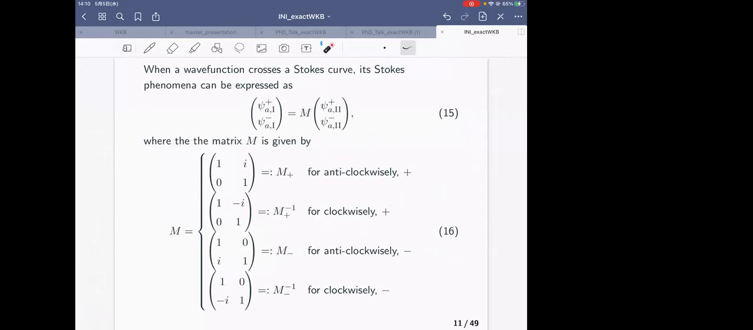So in general, for such an ARA type Stokes curve, more precisely a locally ARA type Stokes curve, the modeling matrix can be written as follows. So just multiply this matrix, then we can calculate the Stokes phenomenon of the wave function.